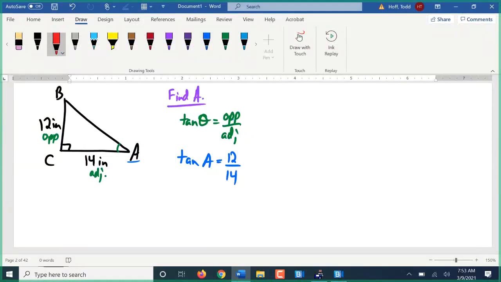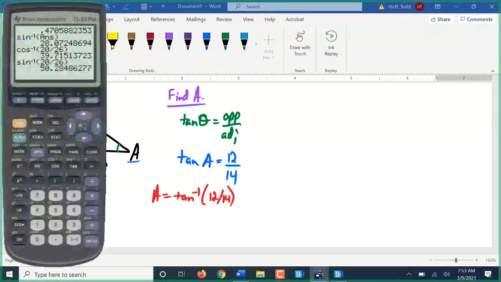So this is going to be an inverse tangent of 12 over 14. Second tangent, 12 divided by 14. Close the parentheses. I get, oops, second didn't register there. Let me try that again. Second tangent of 12 divided by 14. There we go, 40.60 degrees.